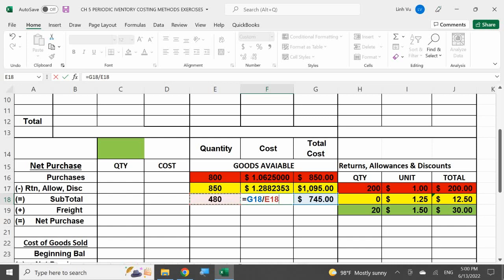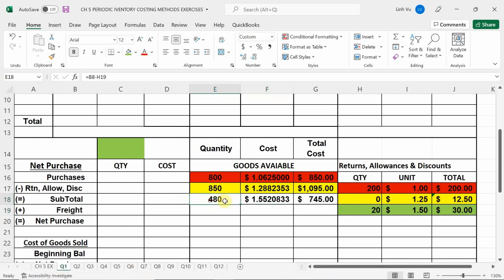So I need to solve for my new cost per item, which is going to be $1.5521. This is my green batch of inventory, and my new green batch of inventory.